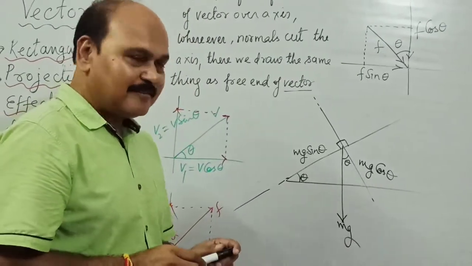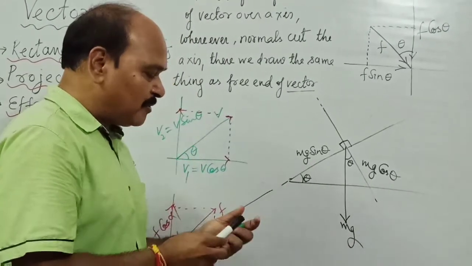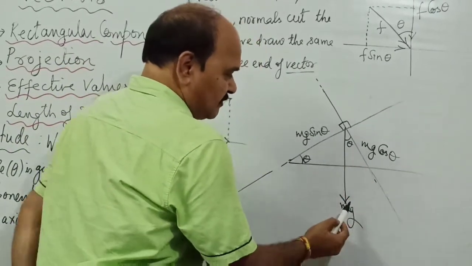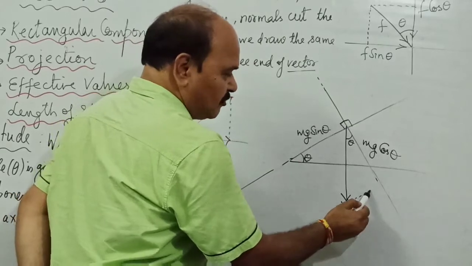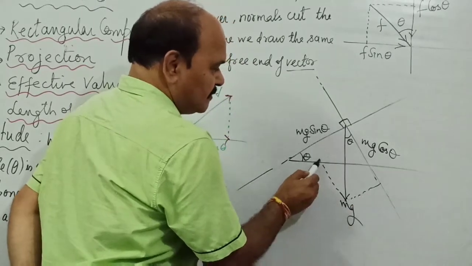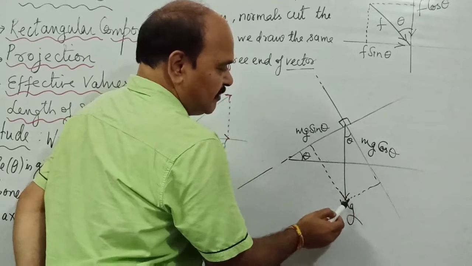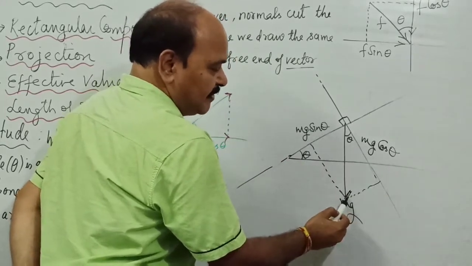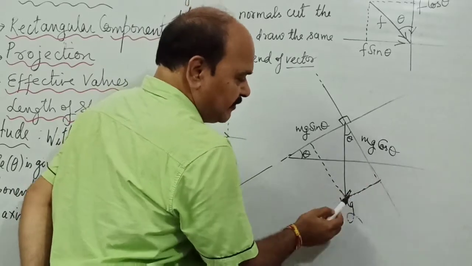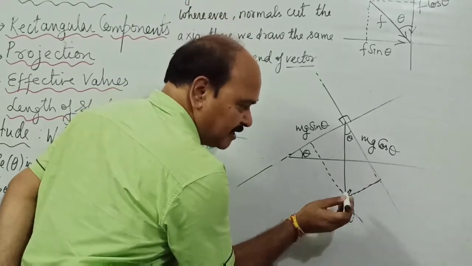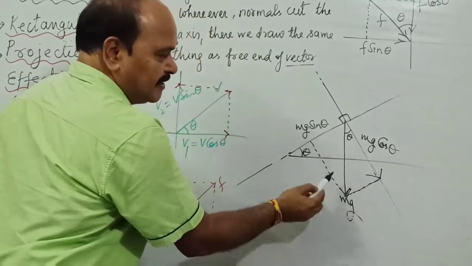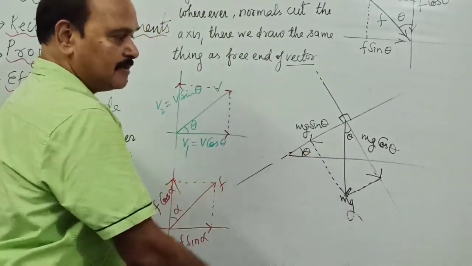What about direction? For direction we drop a normal from the free end of the vector over the axis. See, we have dropped the normal here, and here. Remember, the free end is the head. Wherever this normal cuts the axis, there we draw the same thing as the free end. Free end here is head, so this point of intersection is going to be head.